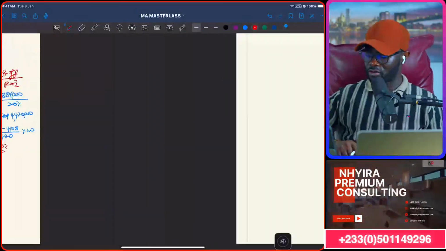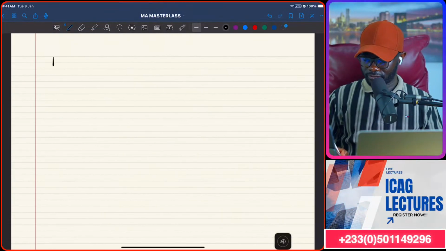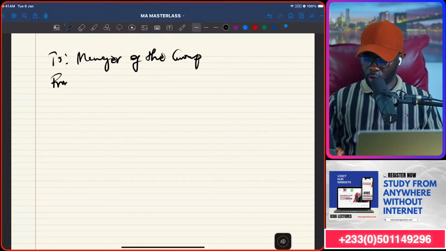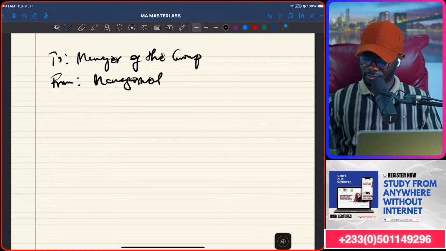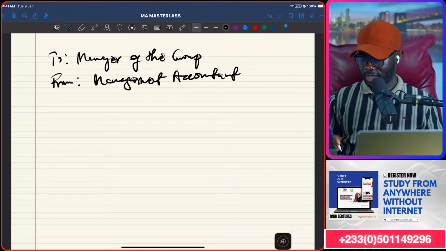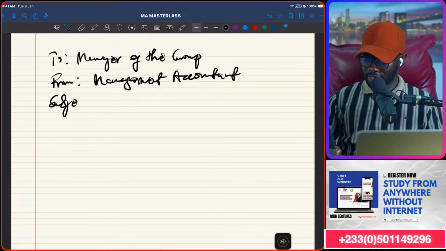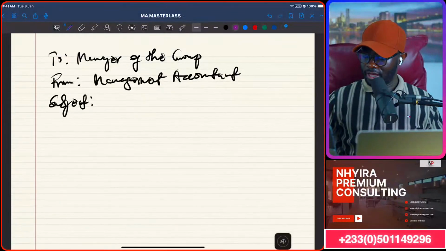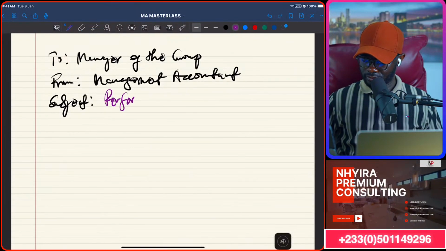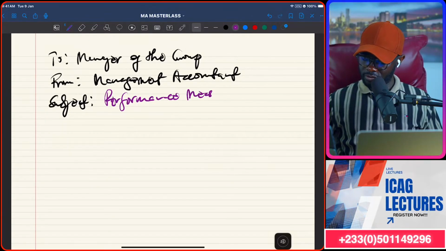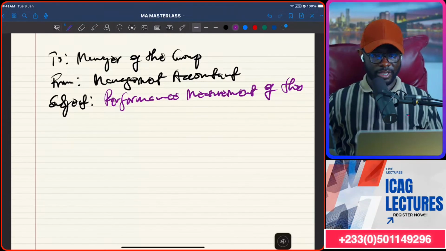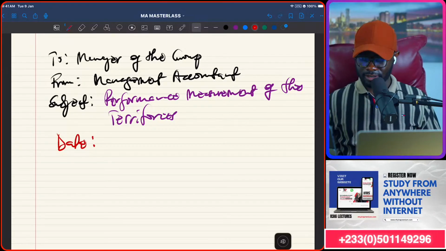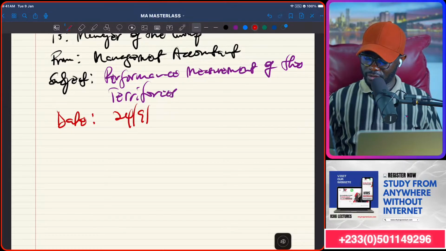So really, per the structure of this question, when you are done, you are supposed to now write the report to the manager of the group. From whom? You are the management accountant here, because that's the spirit of the question. What is the subject it should be writing on? They said best performing territories in terms of, so we can say maybe performance measurement of the territories. Then date. It could be today's date or the day on which you are writing the exam, 24th September 2025.